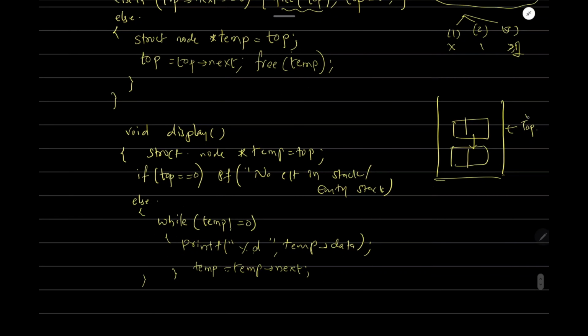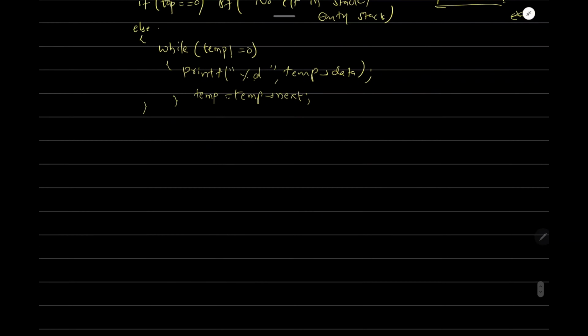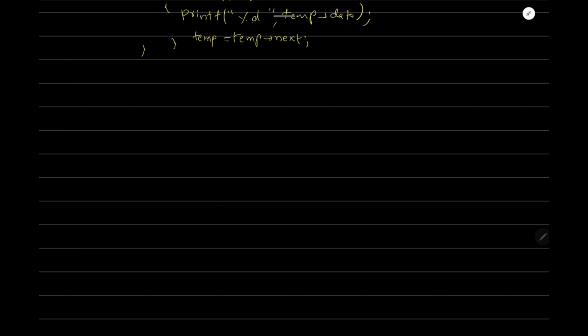So by this, here it is temp, and temp will be incremented from top to here. Initially temp will be here, then temp will be here, and in the next step temp will be null. So the loop will be stopped. So it will be printing all these elements. Now let us look at the peek function.